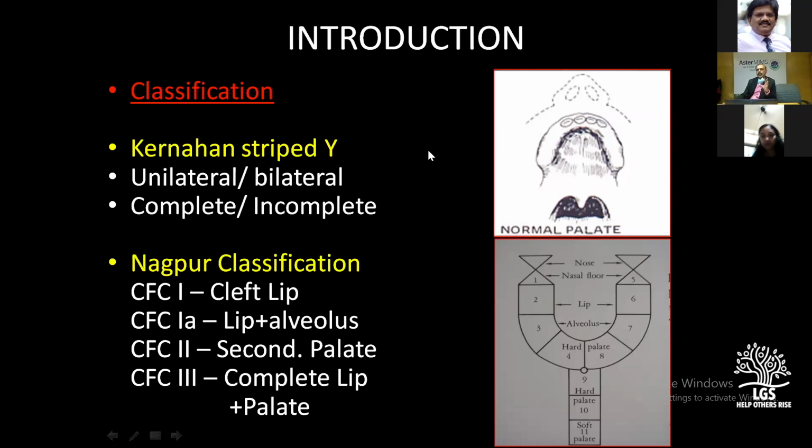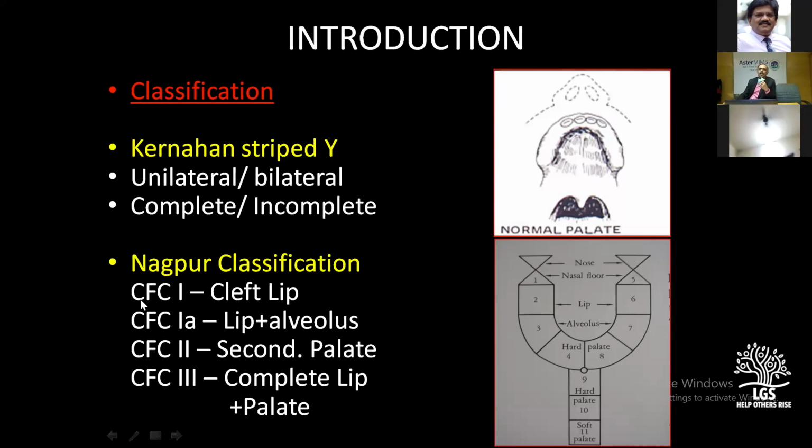The standard internationally accepted classification is the Kernahan striped Y, which expresses all different varieties of permutations and combinations of the cleft lip and palate, and it's a complete expression of all the varieties that can present itself. But in India, we tend to follow to a certain extent the NARCO classification. Why do we? It's a very simple thing.